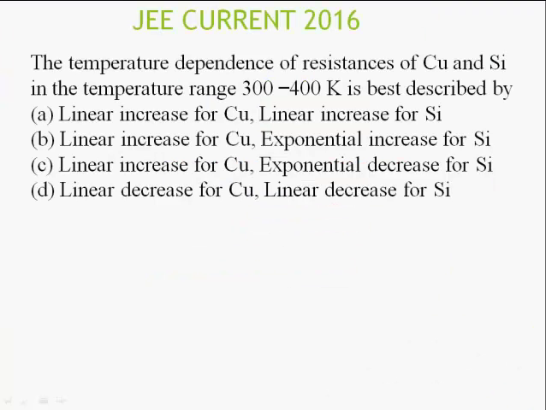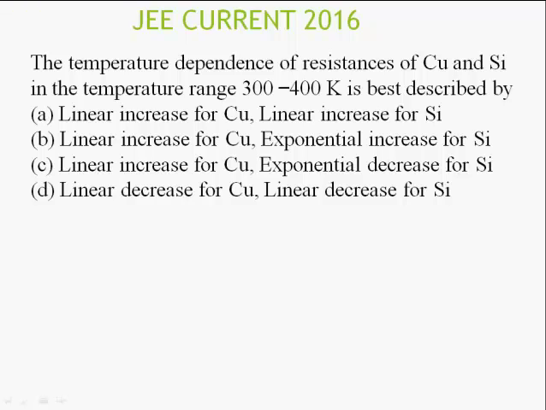This is the question in 2016 from the JEE. The temperature dependence of resistance of copper and silicon, in the temperature range 300 to 400 Kelvin, is best described by... See, this is a purely normal question. We know copper is a conductor, so its resistance should increase.